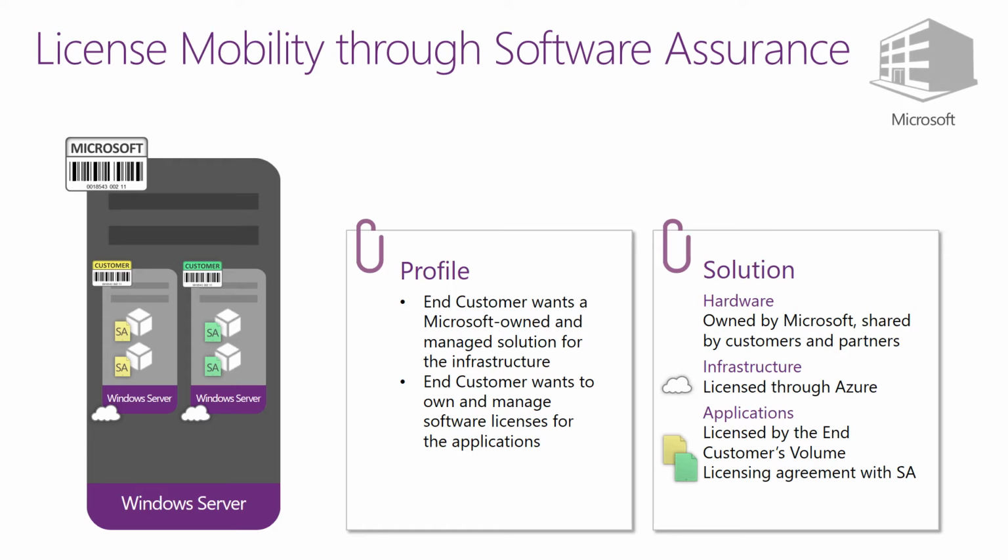The license mobility through software assurance rights allow an end customer with SA on his application server licenses to assign those licenses either to a service provider's shared hardware, which is indeed what we looked at a few slides ago, or in fact to a virtual machine running on Azure, which is what this slide covers. You can see that I've represented the Microsoft data center with Azure services by the server with virtual machines on the left of the screen, and the little clouds represent the infrastructure being provided through Azure.